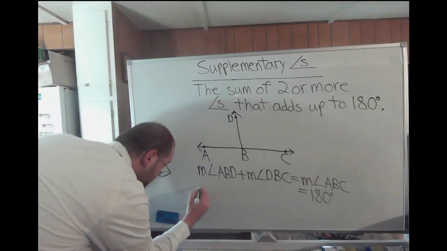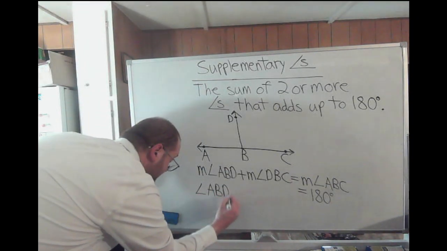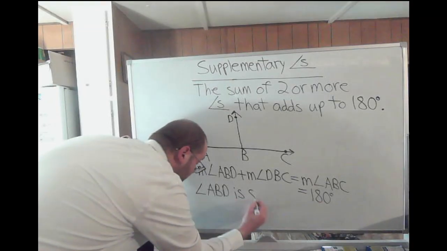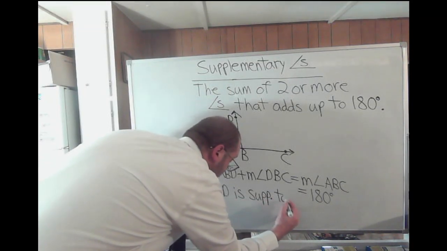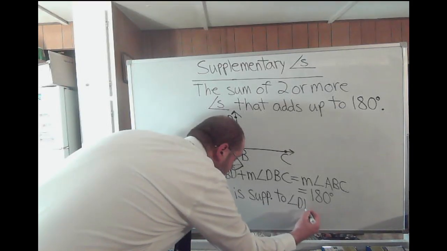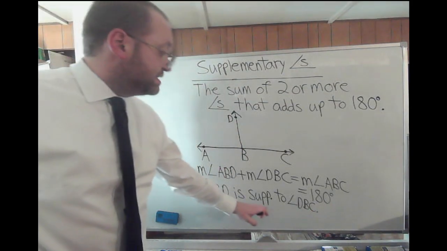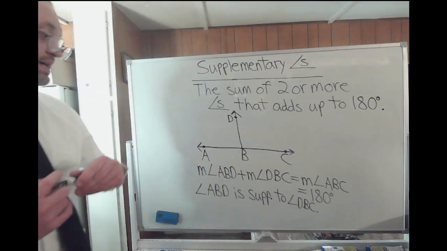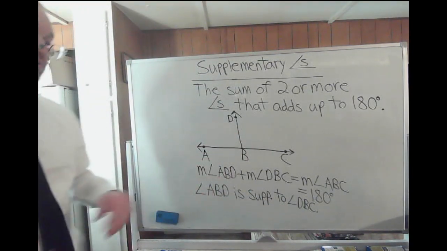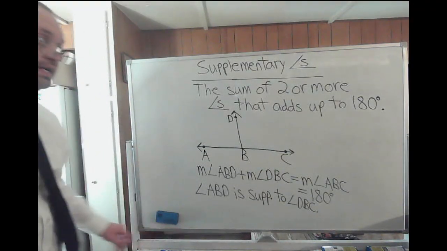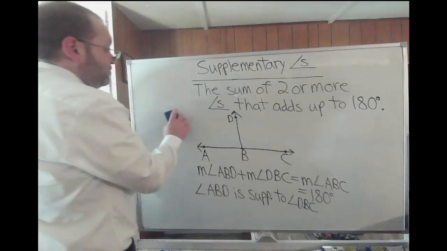Then you can also say that angle ABD is supplementary, I just abbreviate it like that, to angle DBC. So you can say angle ABD is supplementary to angle DBC. So if one angle is supplementary to another, that means if you add the two angles together, you'll get 180 degrees. So those are supplementary angles.